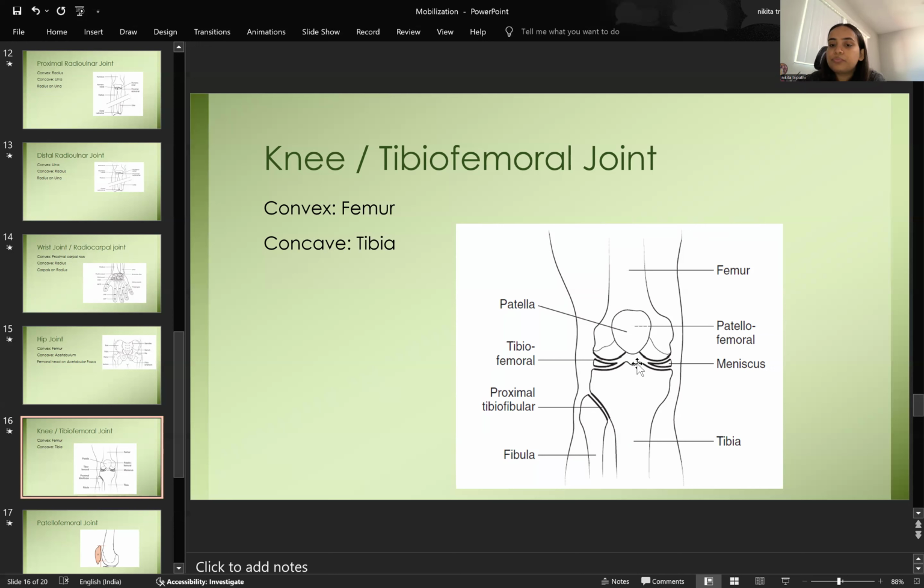So when the convex is moving on concave, everything goes in the opposite direction. At the knee joint, the movement happens at two levels: one is open kinetic chain and the other is closed kinetic chain. First I'm talking about open kinetic chain. I am sitting in a high sitting position. Now I'm moving my leg.